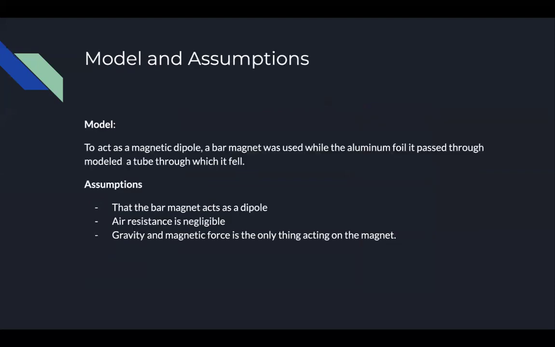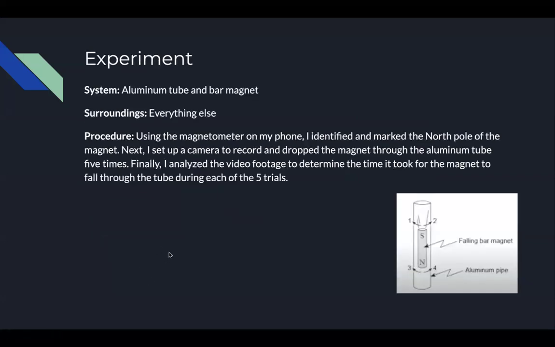So for the model and assumptions, to act as a magnetic dipole, a bar magnet was used, while the aluminum foil modeled a tube through which it fell. And we assume that the bar magnet can act as a dipole, that air resistance is negligible, and that gravity and magnetic force are the only things acting on this magnet. In the experiment, the system was the aluminum tube and the bar magnet, while the surroundings were everything else.